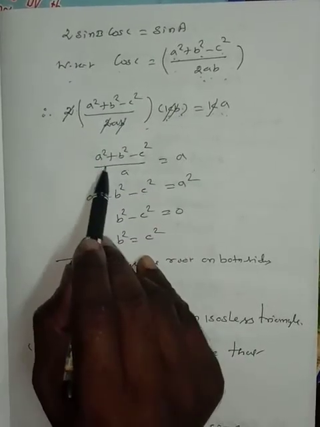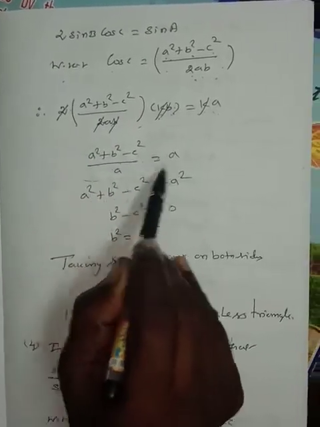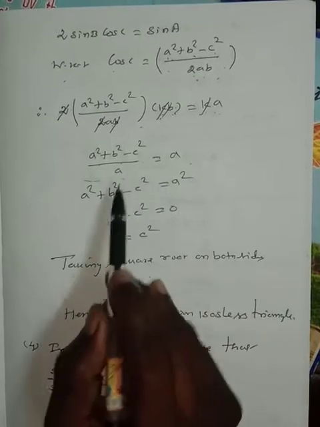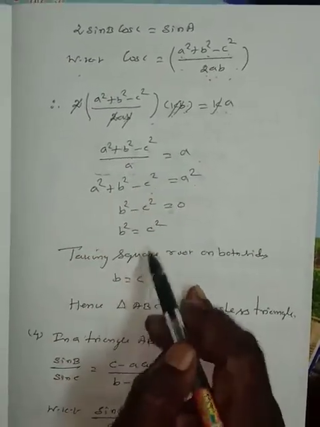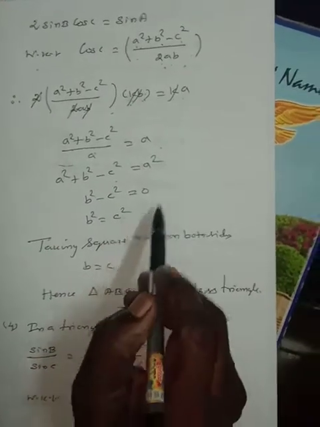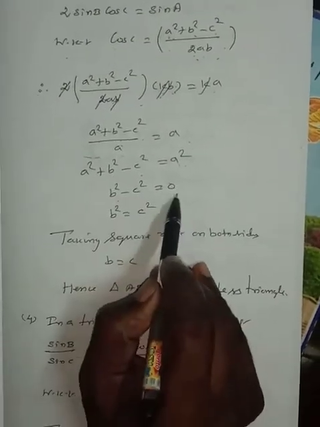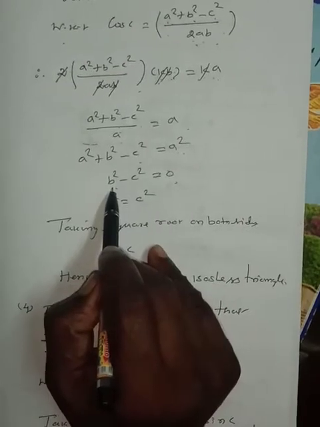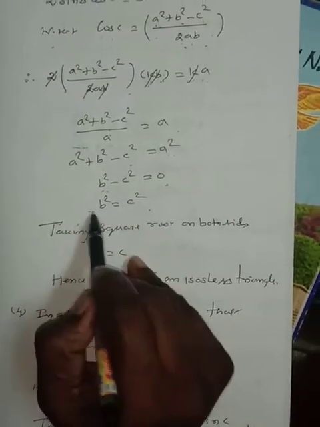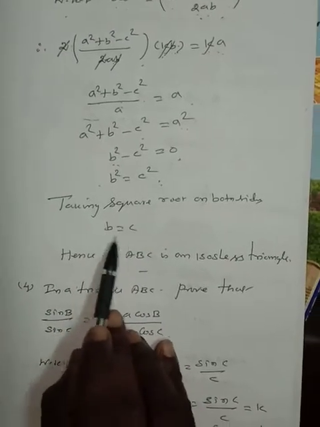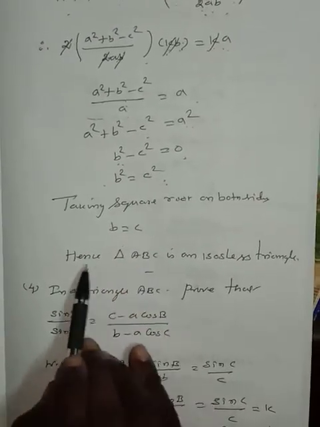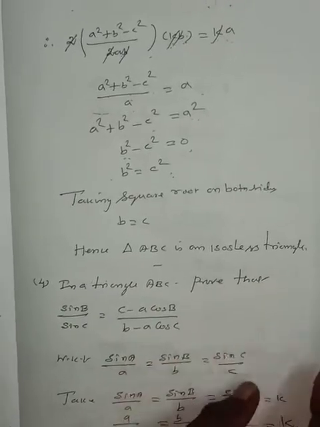We get a square plus b square minus c square divided by a is equal to a. Cross multiplying, a square plus b square minus c square is equal to a square, a into a is a square. Cancelling these two a square, we get b square minus c square is equal to 0. b square is equal to c square. Taking square root on both sides, we get b is equal to c. Two sides are equal. Therefore, the given triangle is an isosceles triangle.